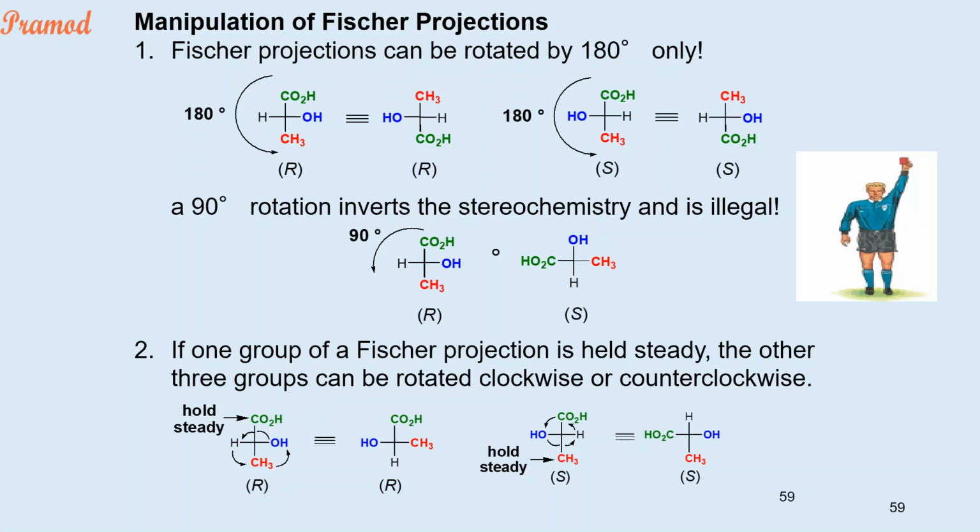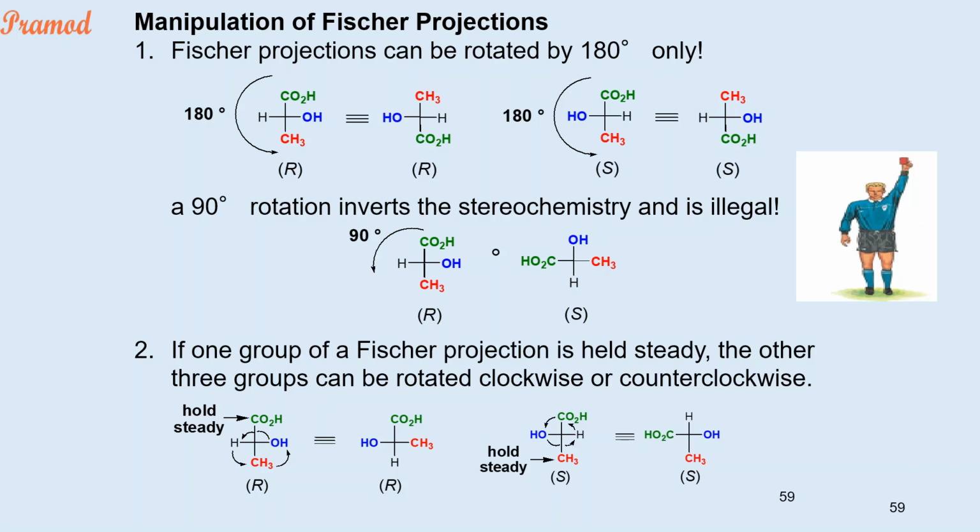The lower group goes to the top, the higher group goes to the bottom, and the right-hand side goes to the left. When there is a 180-degree rotation, the configuration remains the same. Now let us see the example.